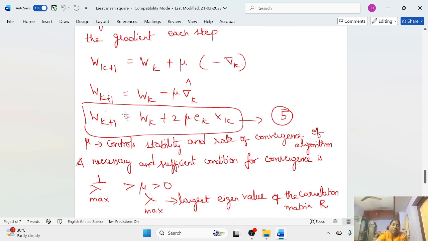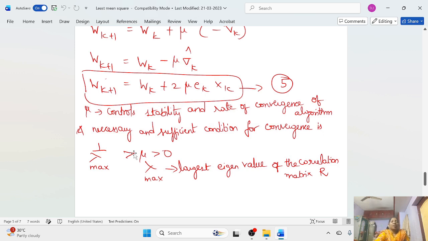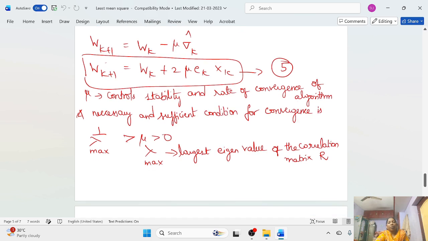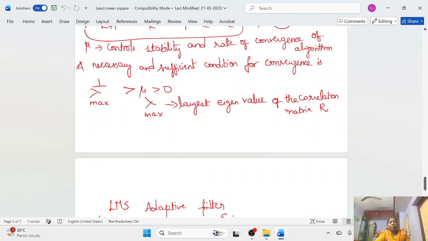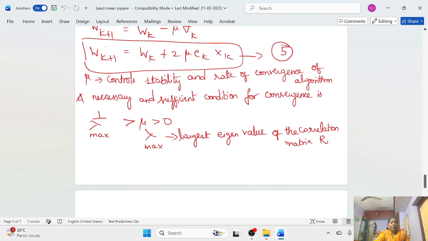The new weight is determined by the old weight plus twice the learning rate parameter into the error signal into the input signal. Now, what is the necessary and sufficient condition for convergence of this learning rate parameter nu? It converges for nu from 0 to 1 by lambda max, where lambda max is the largest eigenvalue of the correlation matrix R. So this is an adaptation algorithm.